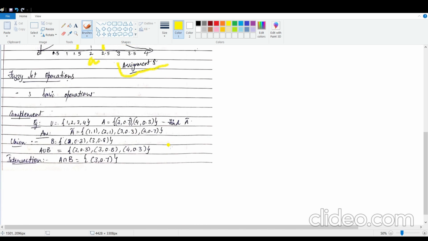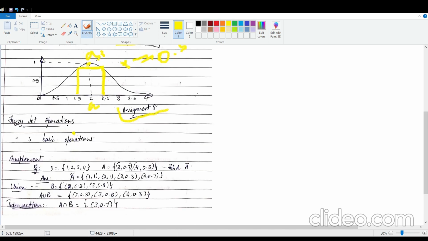So let us move forward to fuzzy set operations. We basically have three operations in fuzzy sets. There are more, but these are the three basic operations. The first one is complement. So it's sort of different from the complement that you have seen in your regular sets.